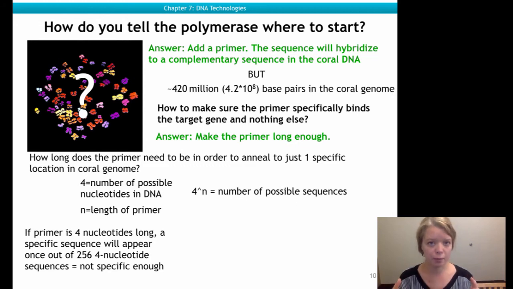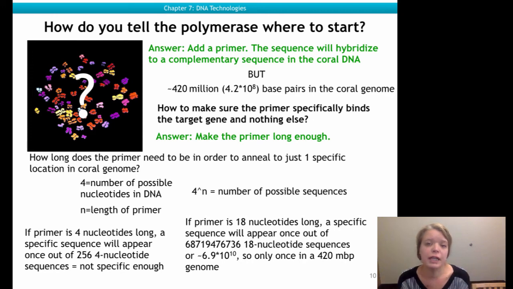So if you have a primer that's 4 nucleotides long, that's sufficient binding for the DNA polymerase to begin extending from it. But it will only give you 256 different possibilities, and so if you have a genome with 4 times 10 to the 8th base pairs, this 4-nucleotide sequence will appear very, very frequently, and so your primer will not bind specifically in one particular location, but it will bind in many locations, and amplify not just the DNA from the fluorescent gene that you're interested in, but all kinds of other stuff.